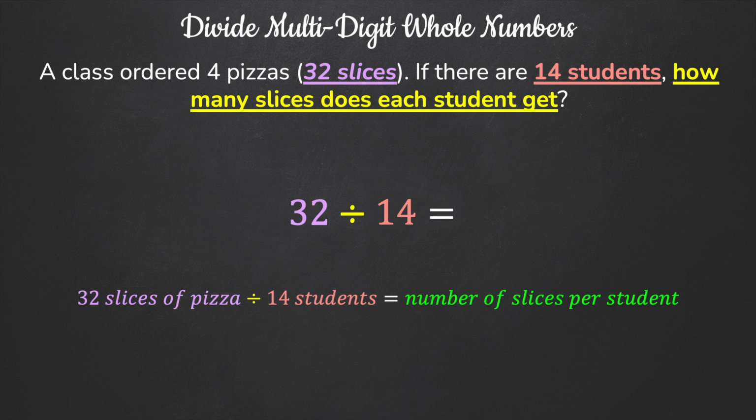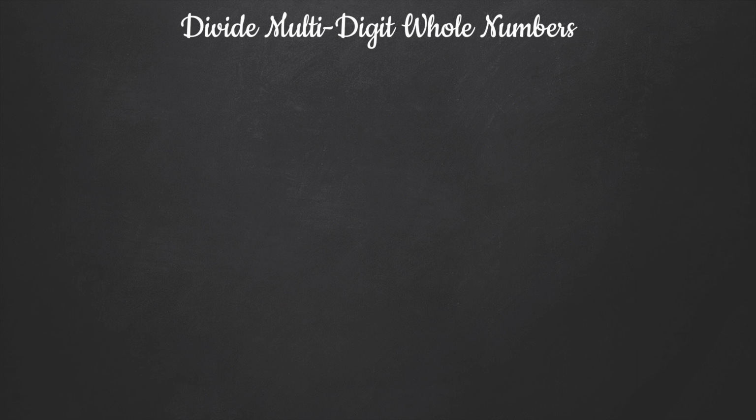Again, we're going to take the total slices of pizza divided by the 14 students to figure out how many slices each student can get. So let's go ahead and divide. We're going to take 32, which is our dividend, and divide that by 14. So first we ask ourselves, how many times does 14 go into that first digit? But it doesn't go into 3.